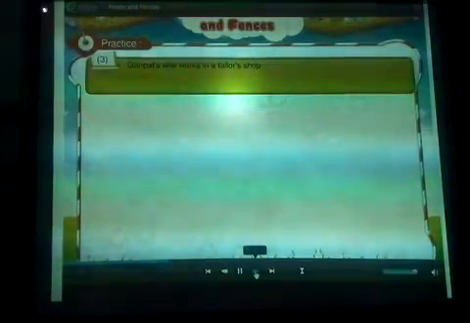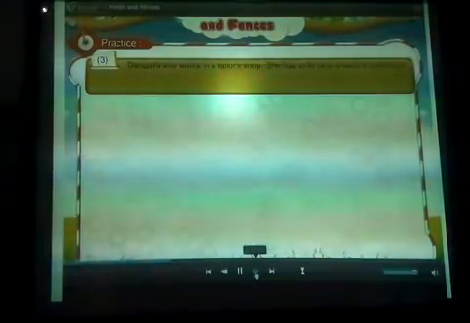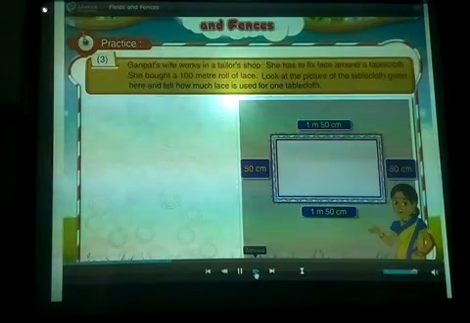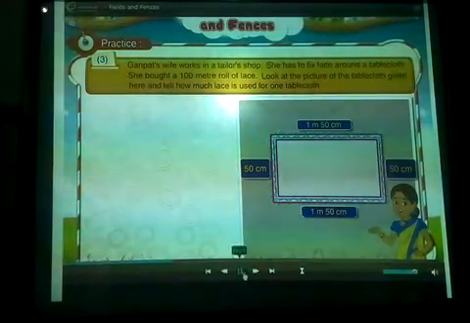Ganpat's wife works in a tailor's shop. Look at the cloth given here and tell how much lace is used for 1 tablecloth.